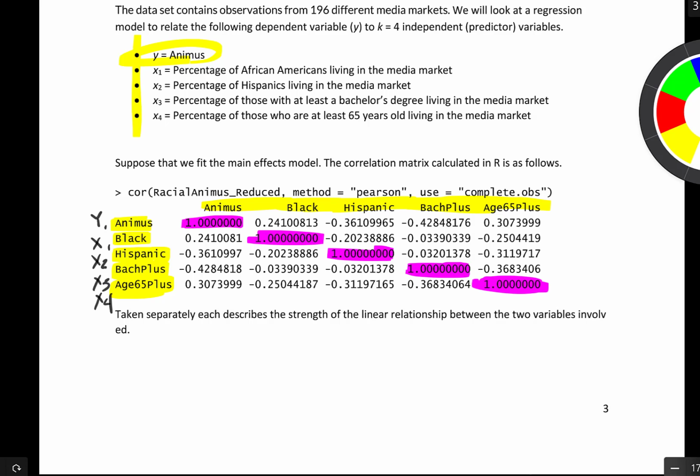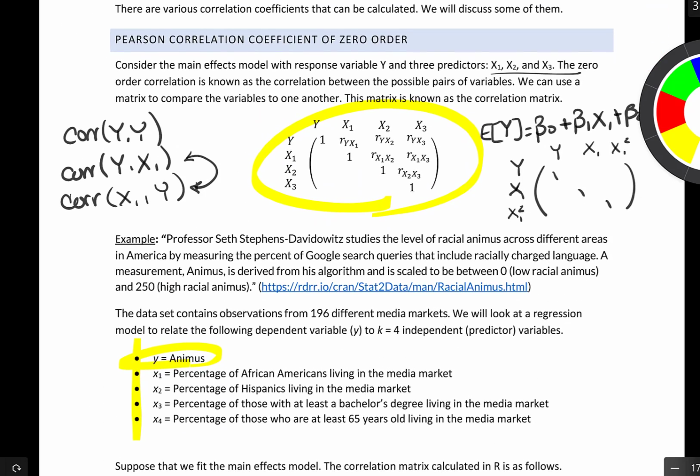Next, let's compare the upper and lower diagonal. Compare, for example, the correlation between the percentage of the market that is African American with the animus score. That would correspond to these two places in the matrix, and notice that they are equal to one another. And so again, this goes back to the idea of why in publications we generally just show the upper portion of the matrix, because we know that it's going to be redundant.